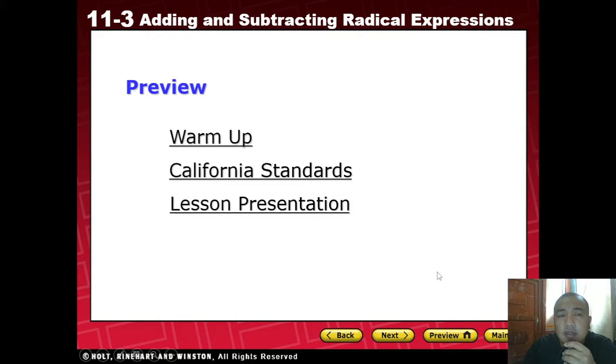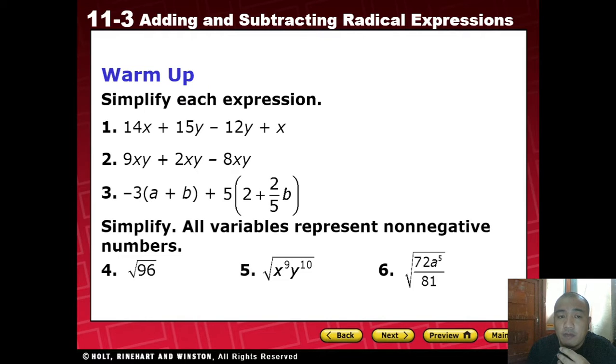Hello grade 9 students. We go now to our next lesson, which is all about the operations on radicals. So the first topic for this is adding and subtracting radical expressions. So how do we add and subtract radical expressions? Before we can answer that question, let us first have a warm-up.